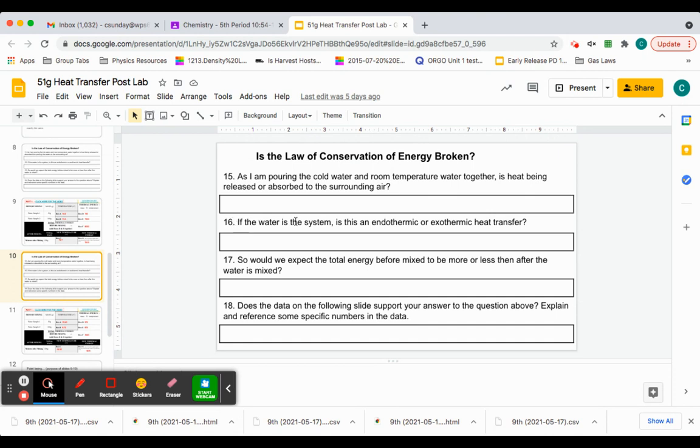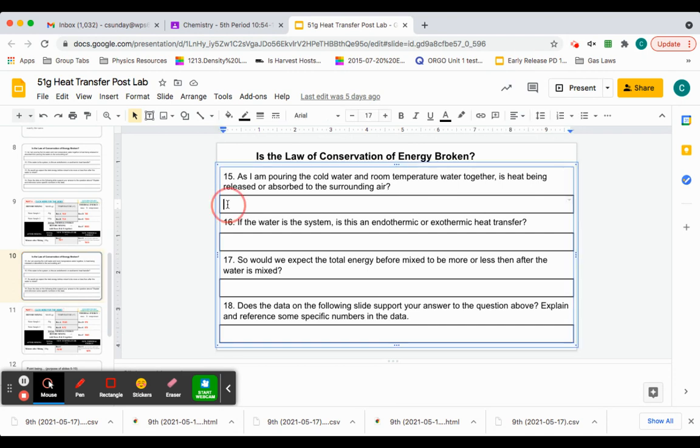Question 16, if the water is the system, is this an endothermic or exothermic heat transfer? So based on what your answer to number 15 was, if you put absorbed, then you need to figure out, okay, wait, is that endothermic or exothermic? And if you put released, is that endothermic or exothermic? If you don't know, you can look at 46G or you can use Google to figure out the difference between endo and exothermic heat transfer.